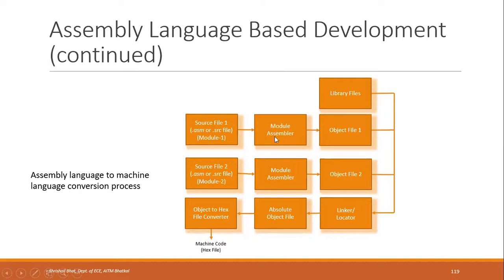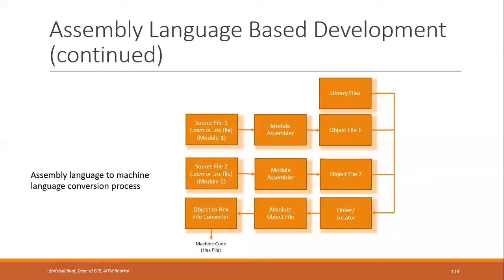First there is a module assembler. The task of this assembler is to convert the assembly or source file into an object file. So first source file 1 will be converted to object file 1, then source file 2 will be converted to object file 2. Then, using the library files, the object files, with the help of a linker or locator, are converted to an absolute object file, which will later be converted to machine code using an object to hex file converter. Once you assemble, you get an object file as .obj.